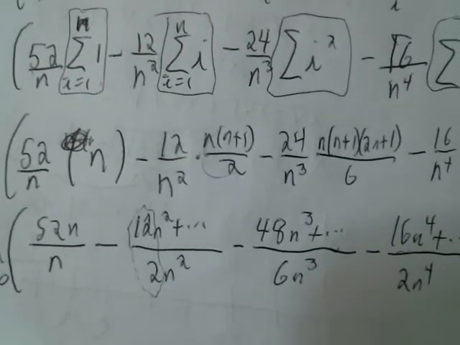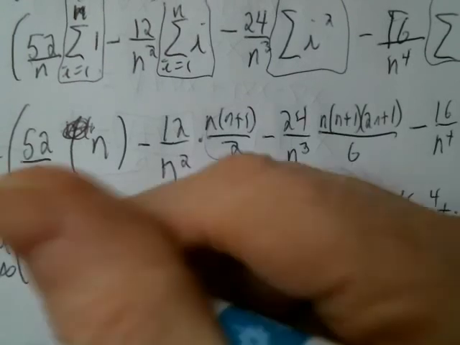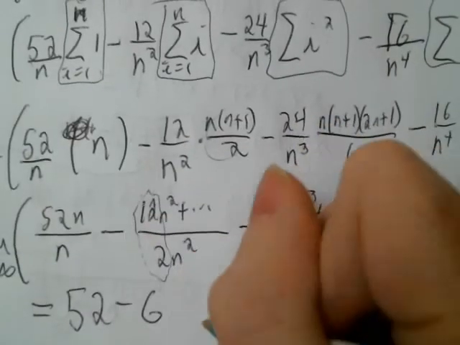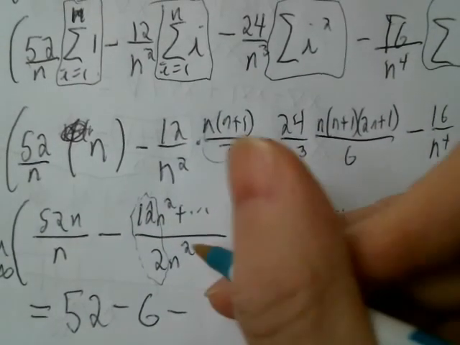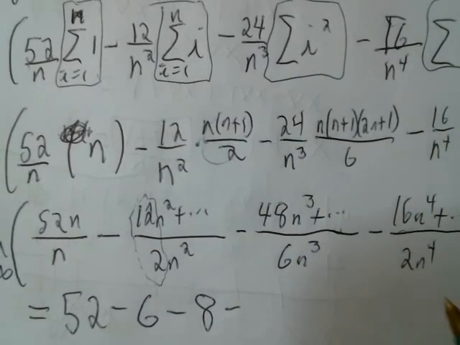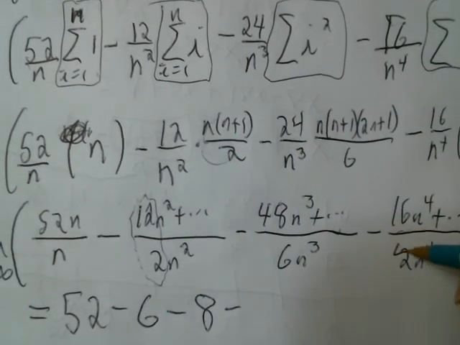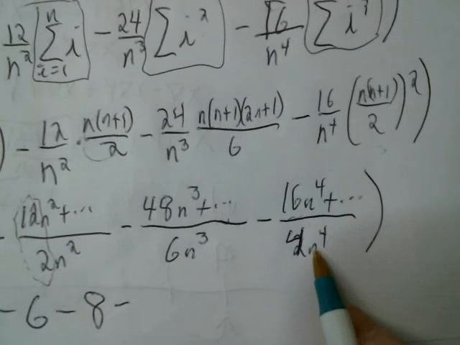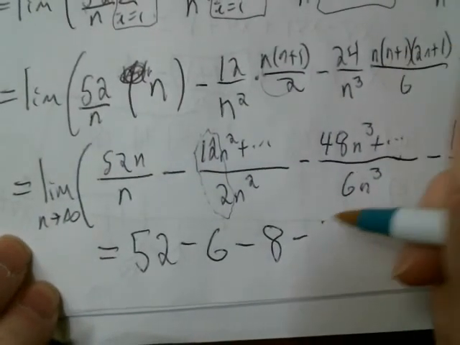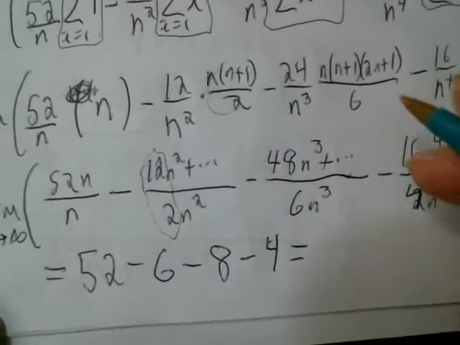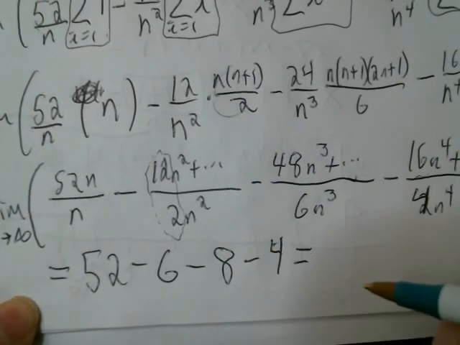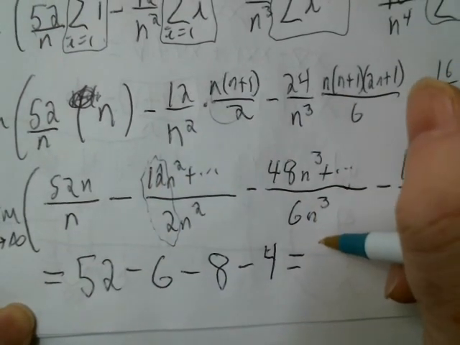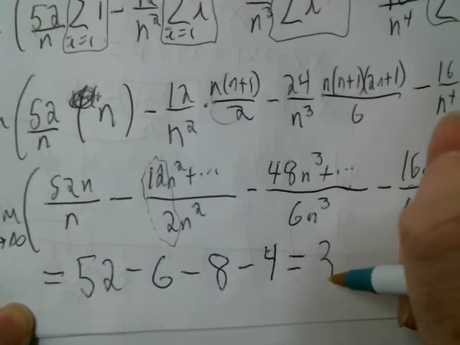Okay, and then I have it. Basically, this is equal to 52 minus 12 over 2, which is 6, minus 48 over 6, which is 8, minus 16 over 4, because this thing was squared, right? So it ended up being 4 times n to the fourth, which is 4n to the fourth. So 16 over 4 is 4, and let's hope we get the answer, right? So minus 10 is 42, minus 8 is, I believe, 30.